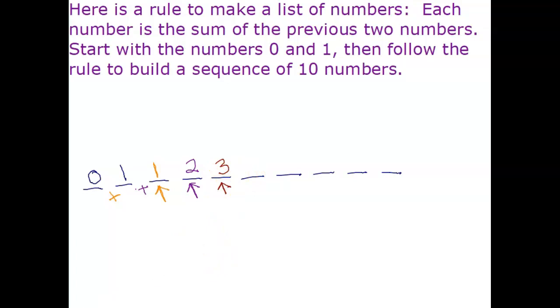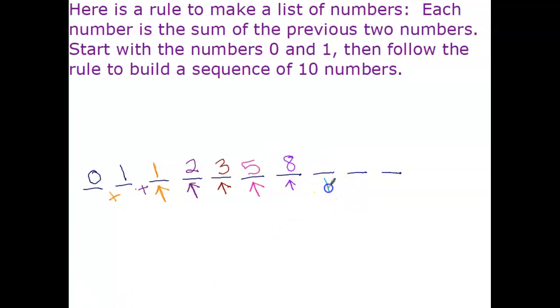So for my next number, we're going to be looking for this one right here. So we're going to add the previous two numbers, which means I'm going to add 2 and 3 together to get 5. To get the next number right here, we're going to add the previous two numbers, so 3 plus 5 is 8.